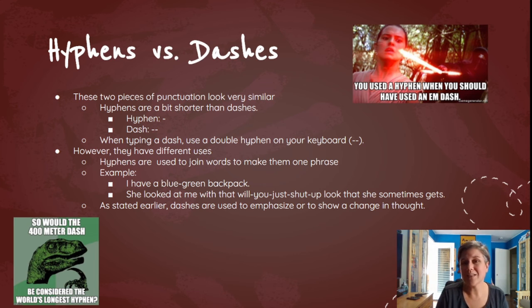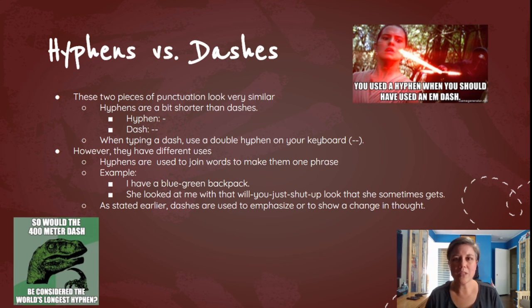In my next sentence, I need a way to describe that look that somebody gets on their face, which you might have right now, that just says, shut up, you're talking too much. Because there's not a word out there for it, I create one by using hyphens. She looked at me with that will-you-just-shut-up look that she sometimes gets. I'm putting all those words together with hyphens and creating my own unique phrase. Think of them as one word. I'm creating an adjective. And again, as stated earlier, you know all the other ways to use a dash.